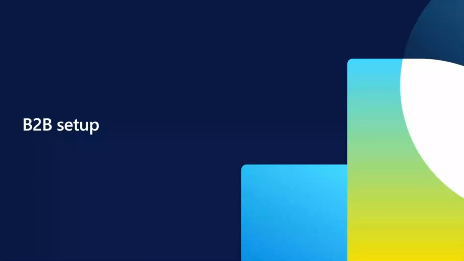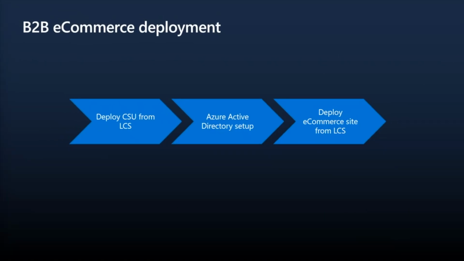Let's switch gears and talk about B2B setup. The first thing you need to do before you start utilizing any of the B2B features is deploy it. At a high level, the B2B e-commerce deployment consists of 3 steps. First, you deploy a CSU from LCS. Then you do your Azure Active Directory setup. And the third step is deploying the e-commerce site from LCS.